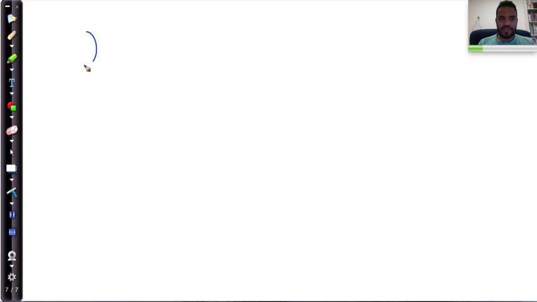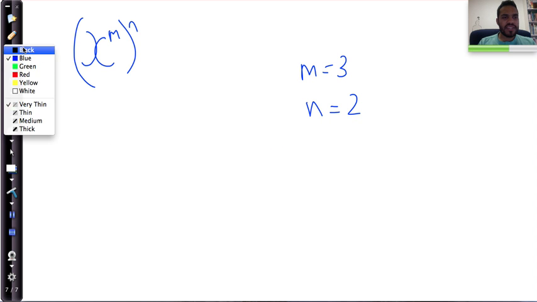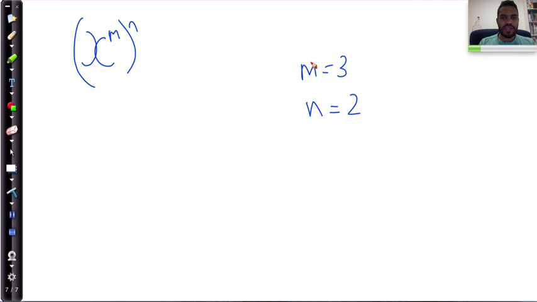When we take something, for example, x to the power of m raised to another power, x to the power of n. I'm just going to choose arbitrary values. For example, m is going to be 3 and n I'm going to make 2. So in my example, if I replace m with the value 3, it's going to be x to the power of 3 raised to the power of 2.